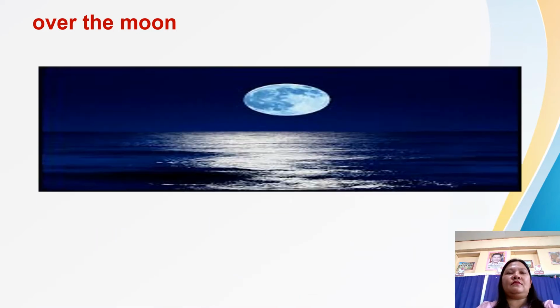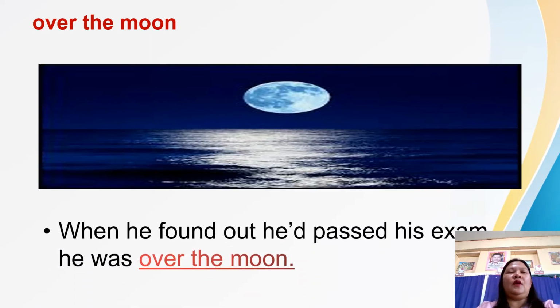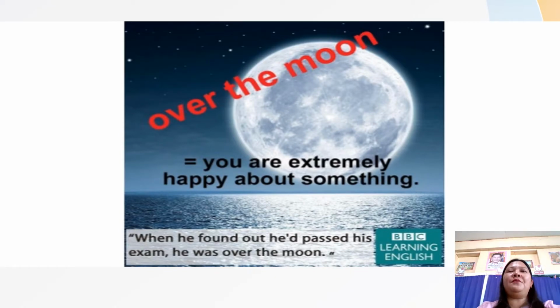Number 3 is "over the moon." When he found out he'd passed his exam, he was over the moon. Over the moon means you are extremely happy about something.